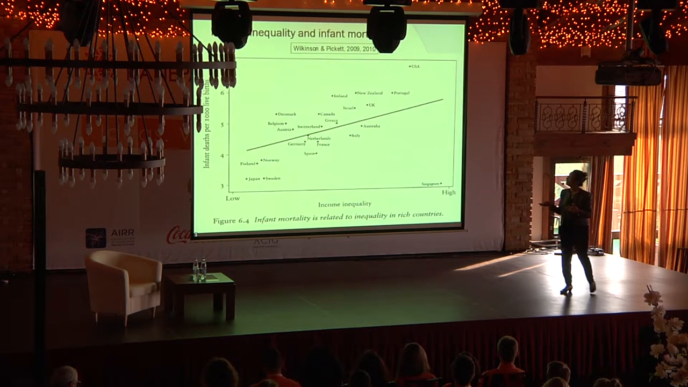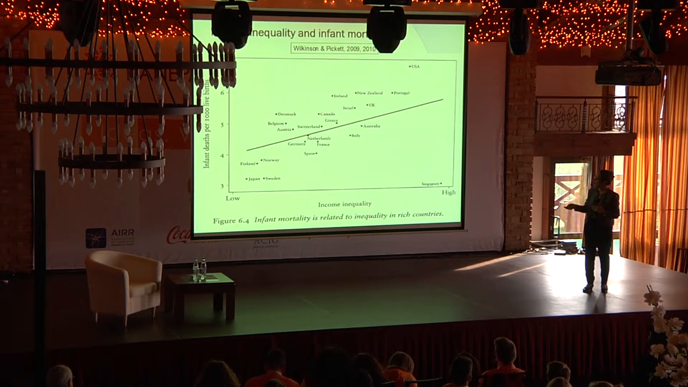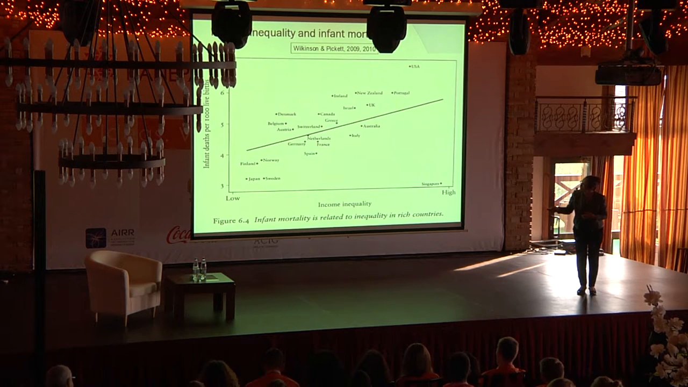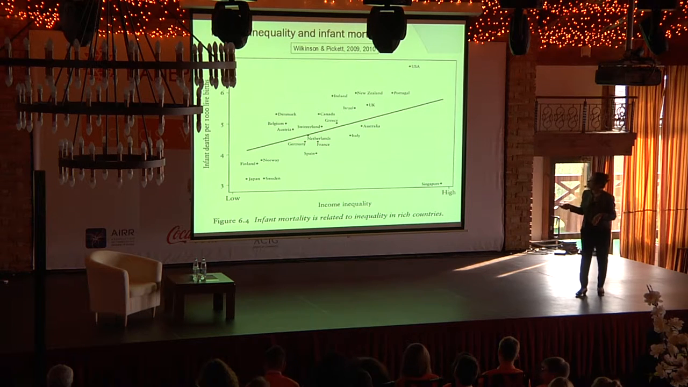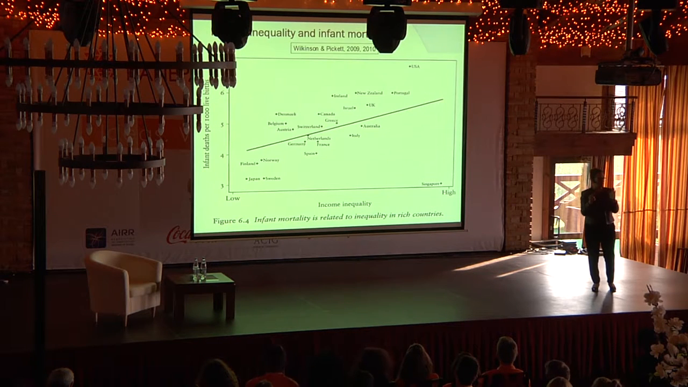If you look here at infant mortality, it is the same. We have the income inequality here, this is low and this is high. When the income inequality increases, infant mortality becomes very high. This is the line of infant mortality. The US and Portugal have the highest infant mortality, and Japan, Finland, Sweden, and Norway have lower infant mortality. So according to this model, it's better for countries to have a lower income gap, right?